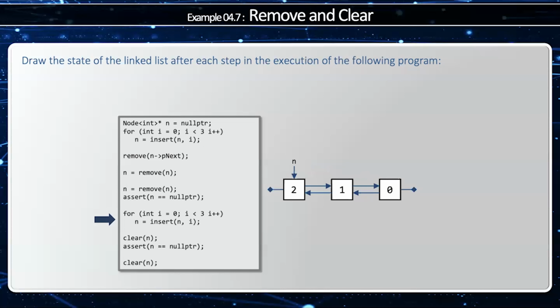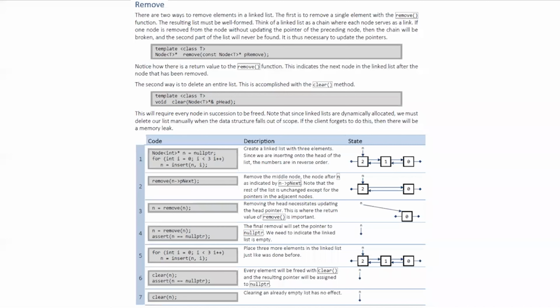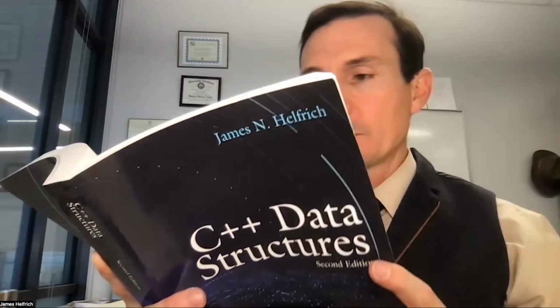Let's add a couple more nodes just like before. If I say clear, not only am I going to remove all the nodes, but I'm also going to change the passed pointer to the null pointer. And I can also call clear on the null pointer, and that has no effect. This is the remove section of the linked list chapter of the C++ data structures textbook.